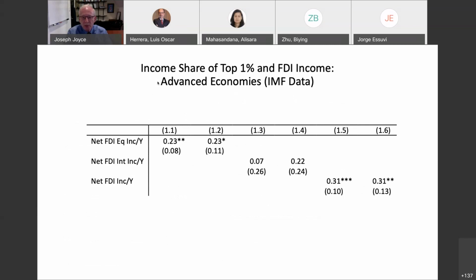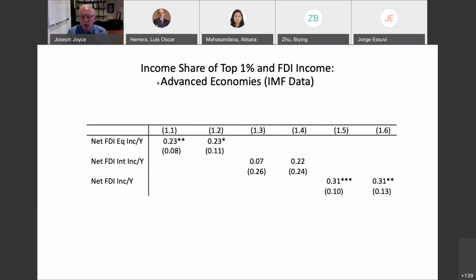Look at the middle two columns and you'll see a different dynamic. Now the interest income is not significant at all. Again, that shouldn't surprise us, having looked at the graphs for how income is generated for the advanced economies. When we put it together, look at all FDI income, we see that FDI income overall has a highly positive and significant coefficient. And now we know why. It's because of the equity income, obviously not the interest income. So that's an interesting result, I would claim.